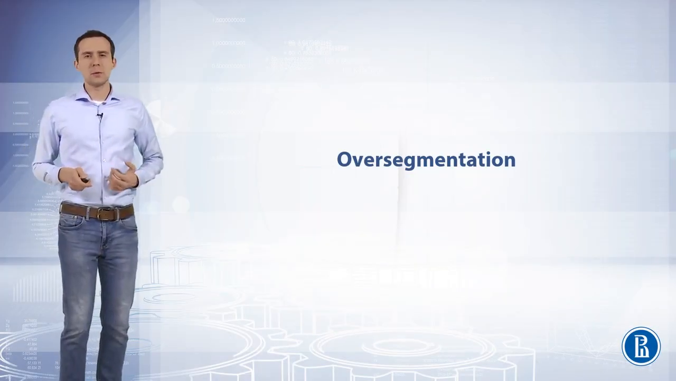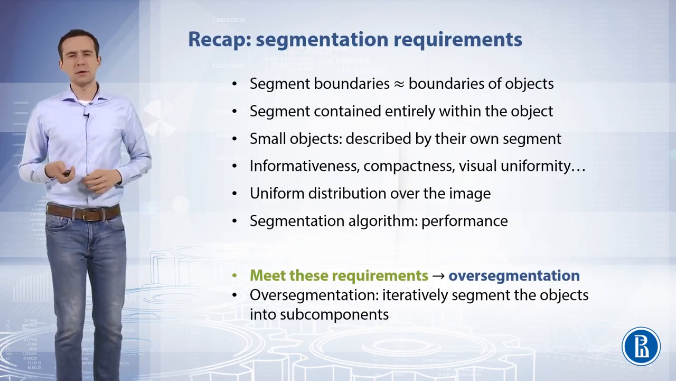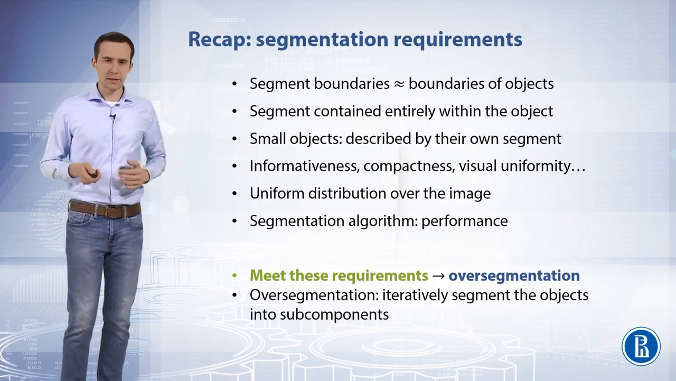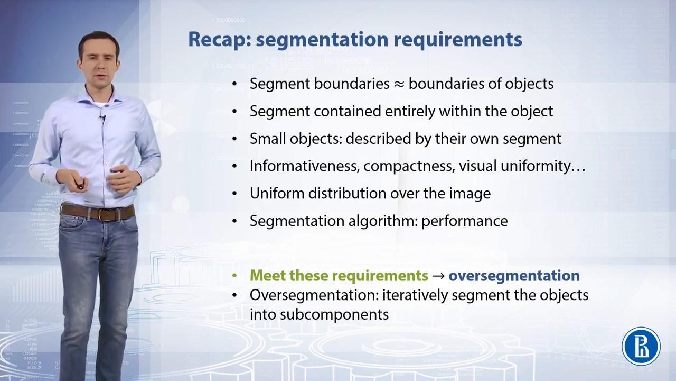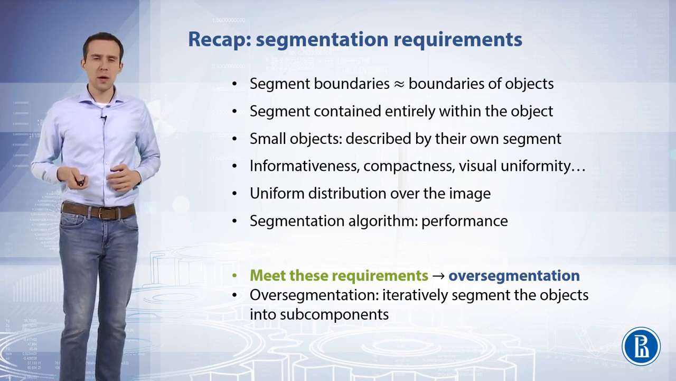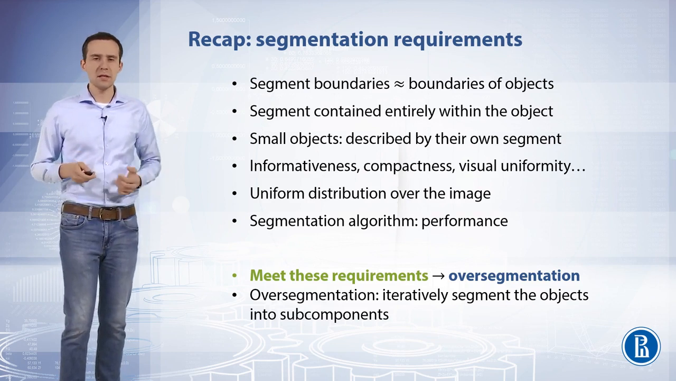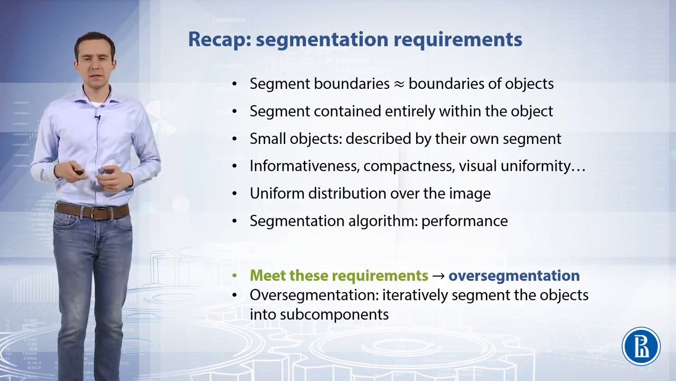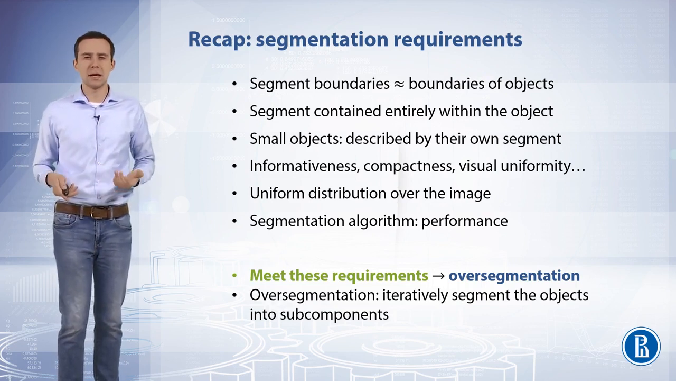Let us look again at the requirements for the segmentation algorithm. Methods that more or less meet the requirements are called oversegmentation or superpixel methods. They are called so because we can segment a region of one object into a larger number of fragments. Oversegmentation is the process by which the objects being segmented from the background are themselves segmented or fractured into subcomponents.